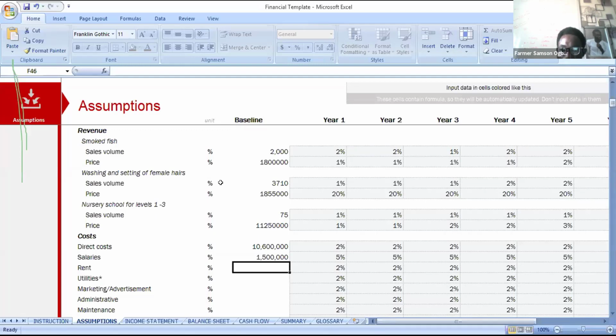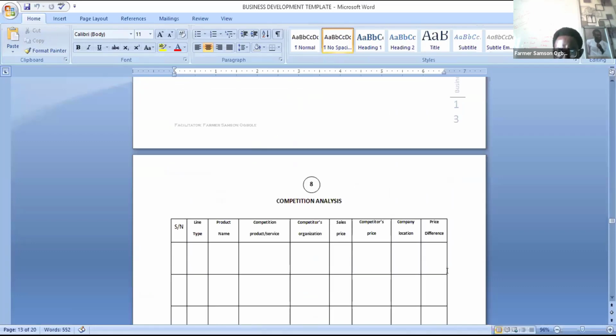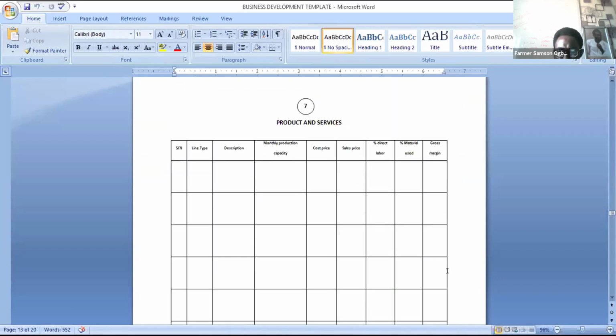Okay, yeah, so let me come back to this document here. We'll come back to this. Let me go back to where we had, that wasn't direct cost, no. So when we say direct cost, this is your cost price.